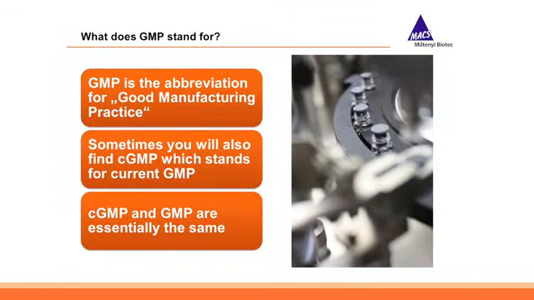We've got a quite packed agenda. What does GMP stand for? Well, this is really easy. Of course, it's Good Manufacturing Practice. And if you look at the GMP guidelines, especially in the United States, you will find the abbreviation CGMP, which stands for Current Good Manufacturing Practices. But these abbreviations basically mean more or less the same.